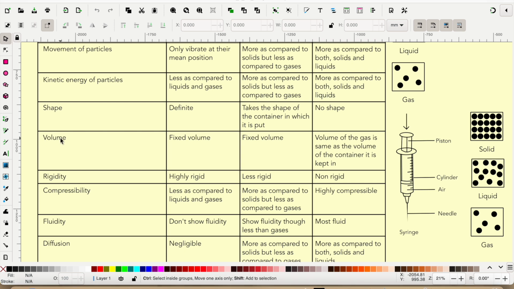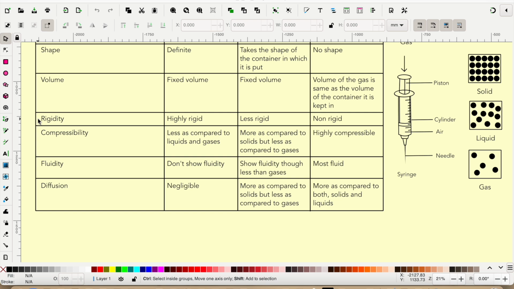The next property is volume. Solids have definite volume. For example, how much space a box will occupy is definite. Liquids too have definite volume, as we say 5 liters of water, 2 liters of oil. Gases don't have definite volume. The volume of gases is the same as the volume of the container they are filled in.